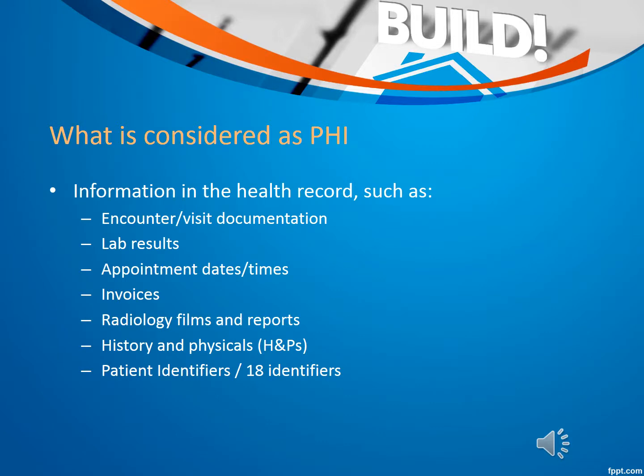Let's understand other examples of PHI or health record, which would be encounter or visit documentation, lab results or reports, appointment dates and times of the patient, invoices issued to the patients, radiology films and reports, history and physical health record of the patient, patient identifiers or 18 identifiers of the patient.